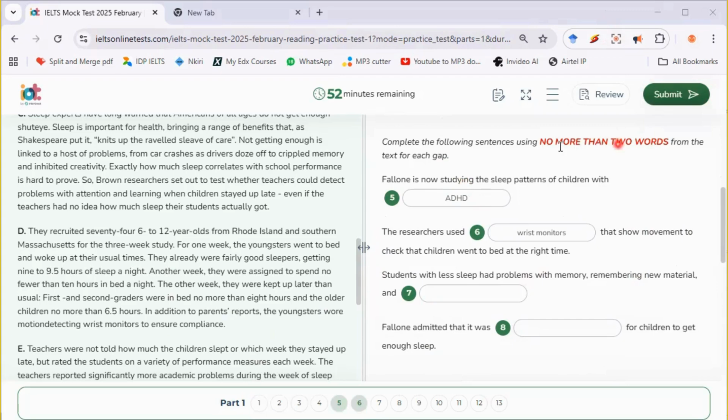The instruction says, write no more than 2 words. So for this particular question, you cannot write in full. If you write in full, you are going to be exceeding the instruction. So it has to be ADHD. You write the symbol.